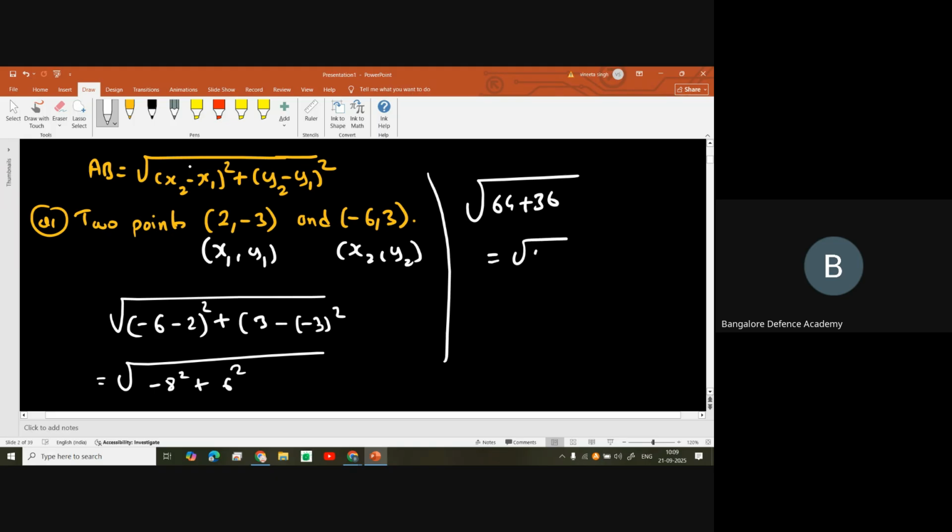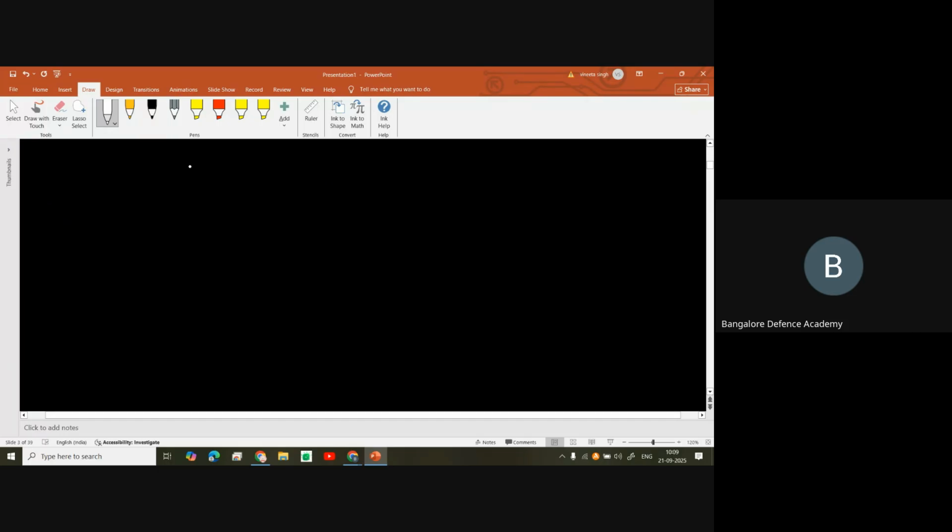The answer is root of 100. The square root of 100 is 10 units. The distance will be taken as positive, so the answer is 10 units. This you have already done in your 10th standard. Moving ahead.